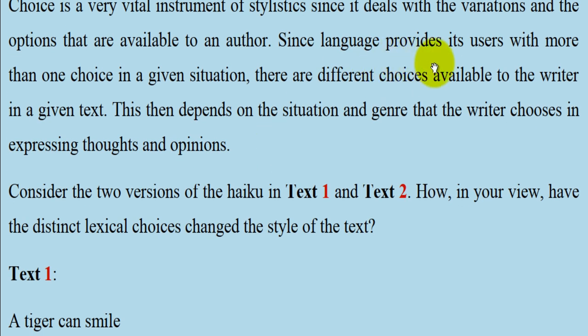Since language provides its users with more than one choice in a given situation, there are different choices available to the writer in a given text.